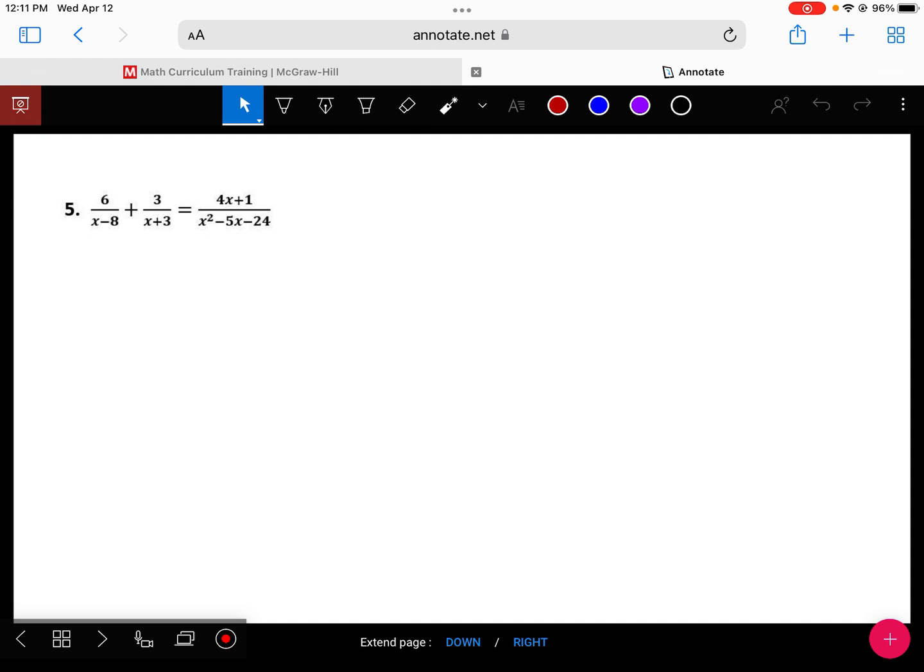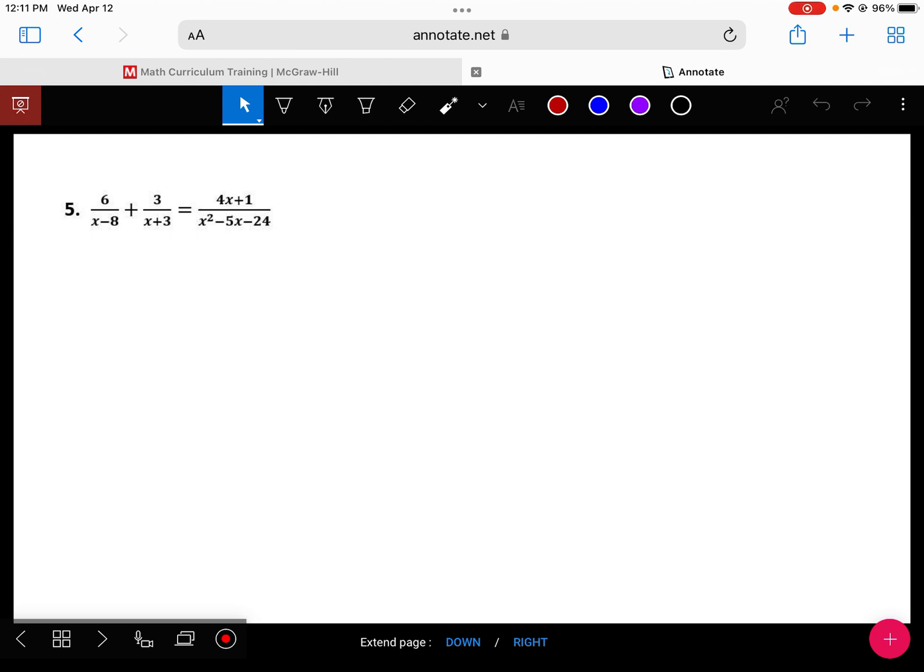The x minus 8s will cancel. So what do I have left over in the first fraction? 6 times x plus 3. Drop my plus sign. What's going to cancel in the second fraction? The x plus 3s will cancel, which leaves me with what? 3 times x minus 8. Drop my equal sign. What cancels in the third fraction? X plus 3 and x minus 8, which means I have what left? 4x plus 1.